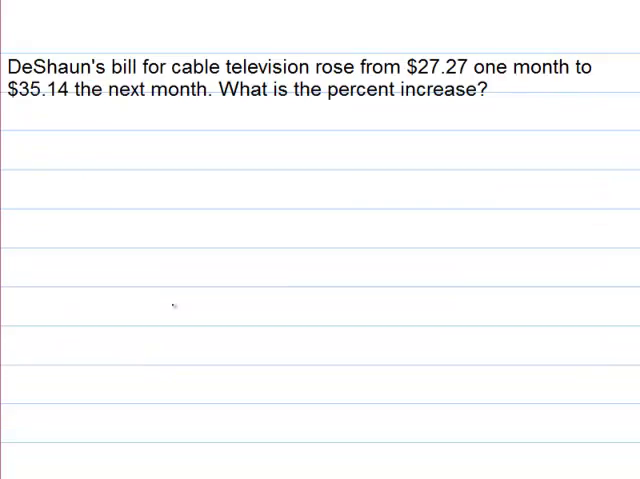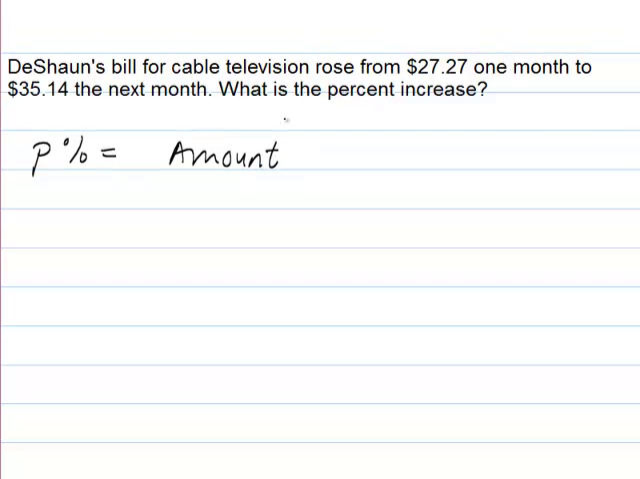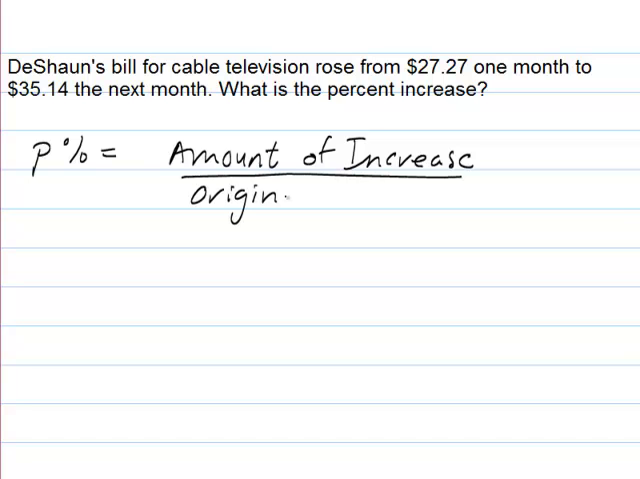Let's try another one. Deshawn's bill for cable television rose from $27.27 one month to $35.14 another month. What is the percent increase? So the percent increase would equal the change, or the amount of increase, the difference between the two amounts, divided by where we started, the original amount. Always where you start. And then all of that multiplied by 100%.